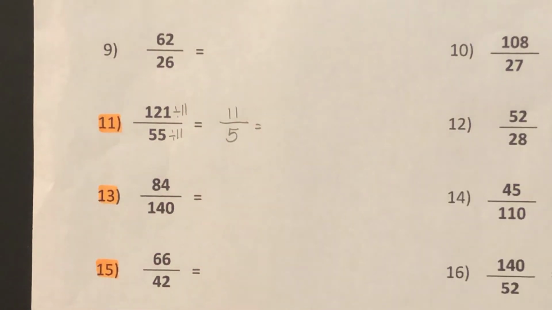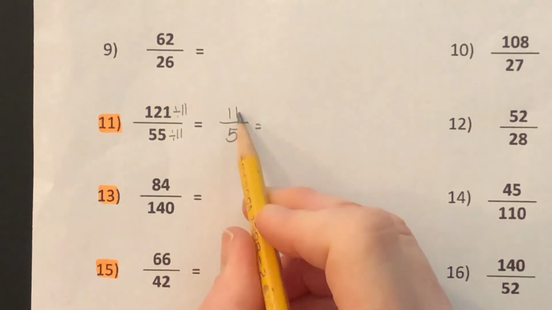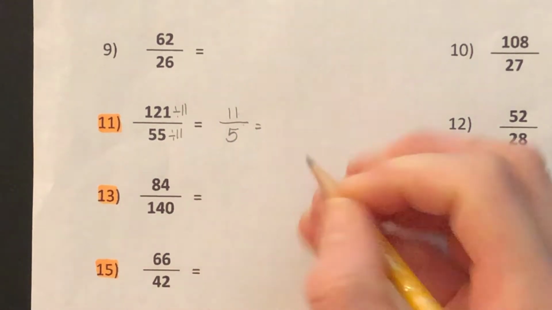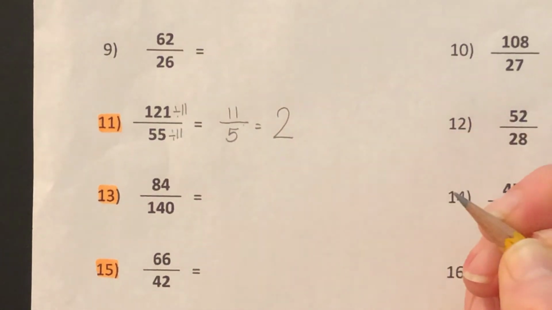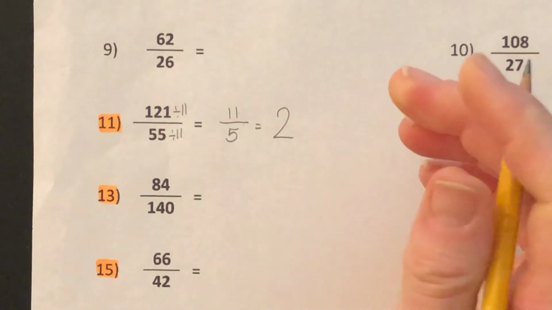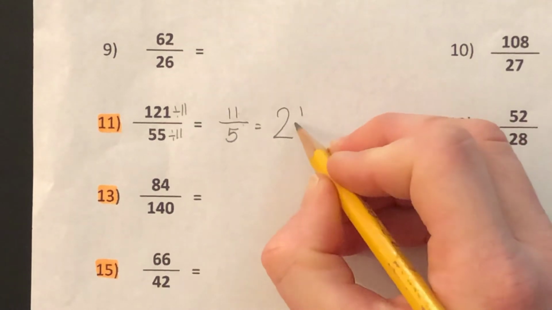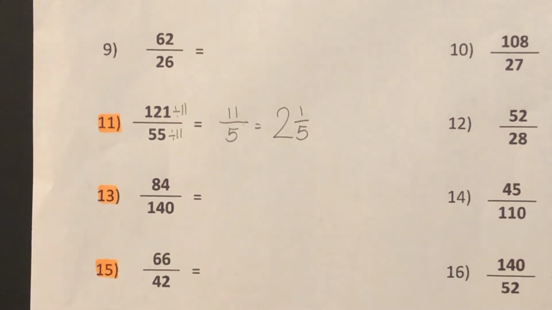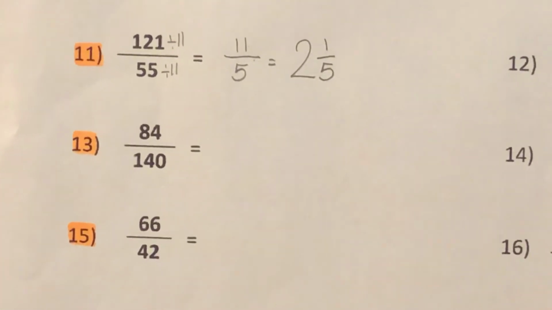Now when I reduce it, well, that's easy. 11 divided by 5. 5 goes into 11 2 times, right? With 1 left over. I had to think about that. I don't know why. There we go. See? Now let's reduce here.